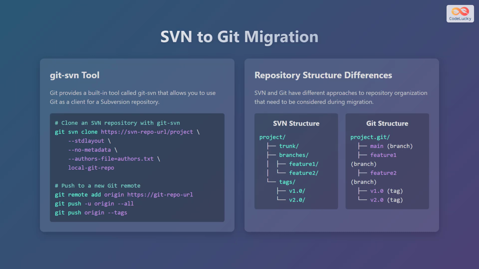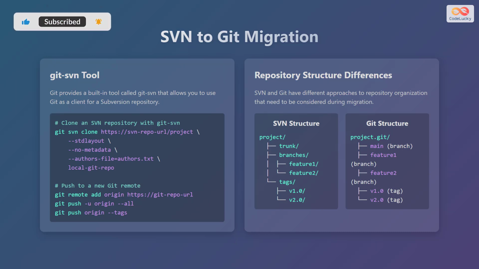For Subversion to Git migration, Git provides a built-in tool called git-svn that allows you to use Git as a client for a Subversion repository. The command is git svn clone, then the universal resource locator of the svn repository, then /project, then --stdlayout, --no-metadata, --authors-file=authors.txt, and the local Git repository.